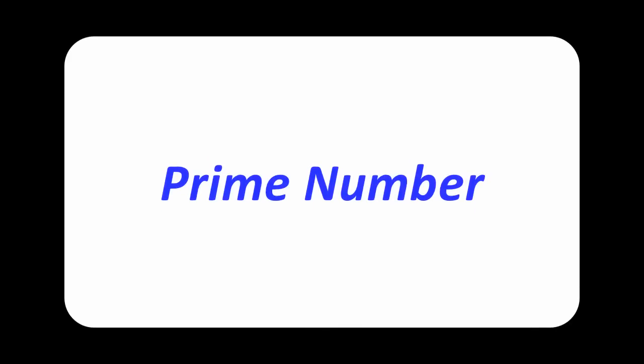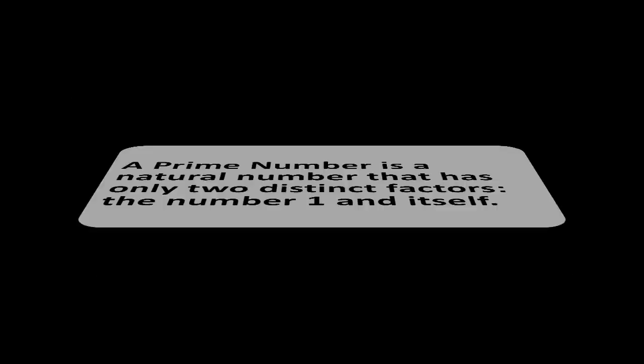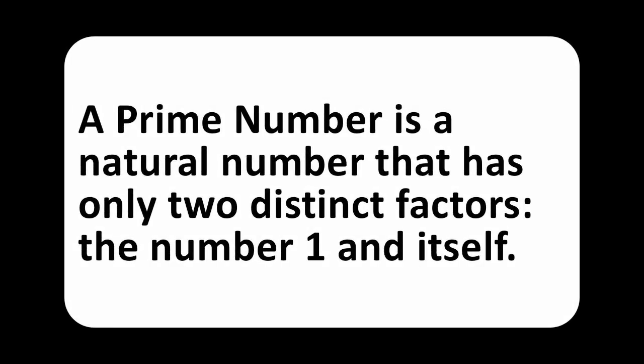Prime number. A prime number is a natural number that has only two distinct factors, the number 1 and itself. Please note that 1 is not prime. You need two distinct factors to be a prime number. 1 just has a single one, itself, 1 times 1.